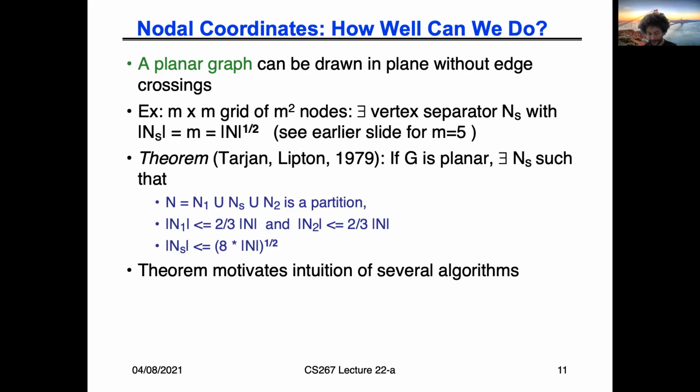somehow motivated by the Lipton-Tarjan theorem, which is if you have a graph that's planar, you can always find a separator where the size of the separator is on the order of square root of the number of nodes times some constant.